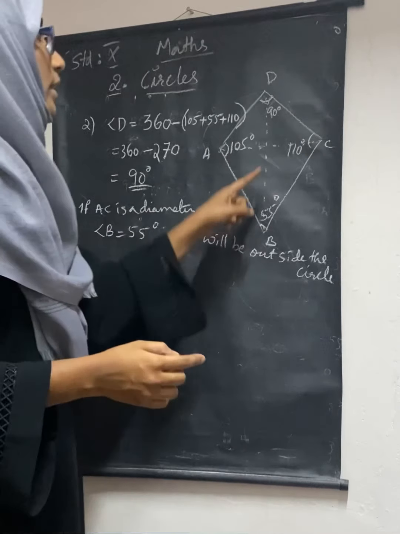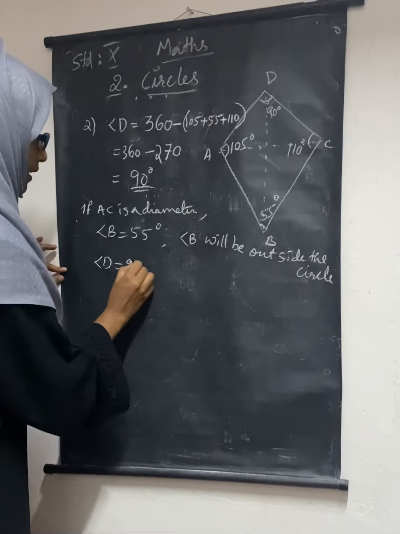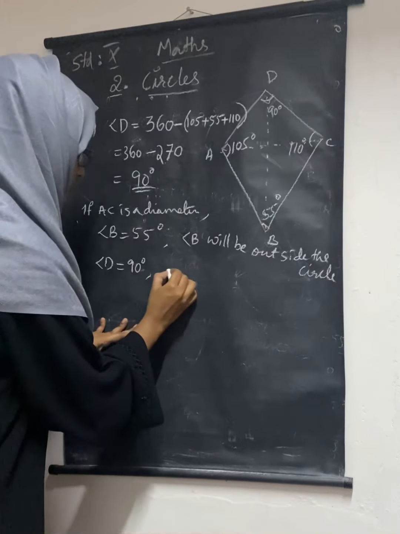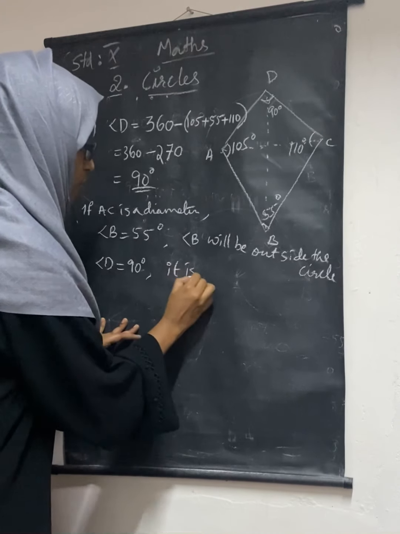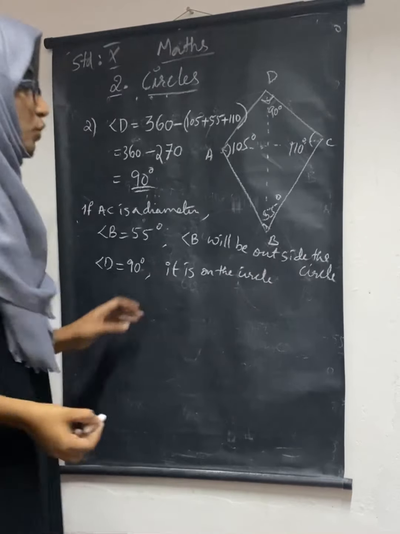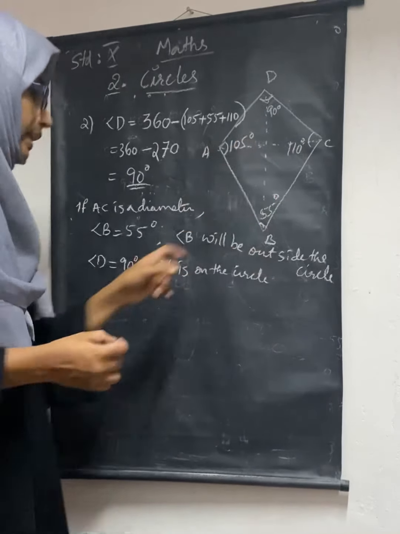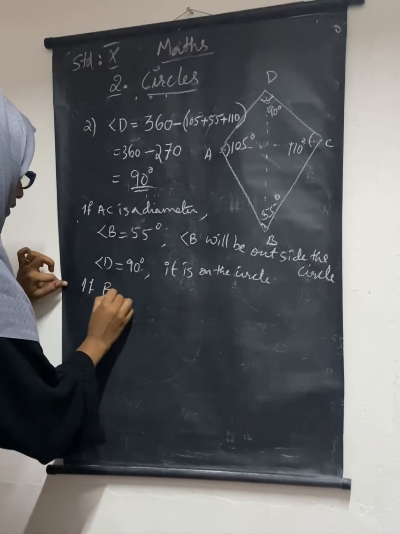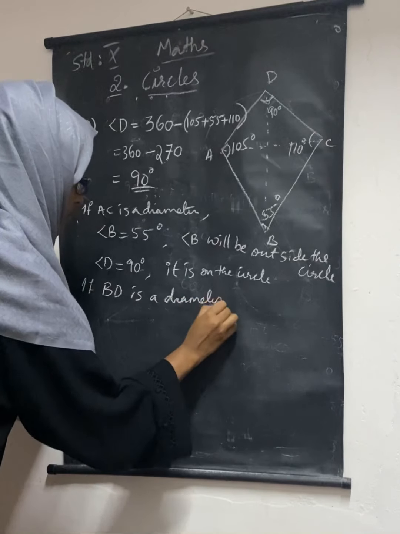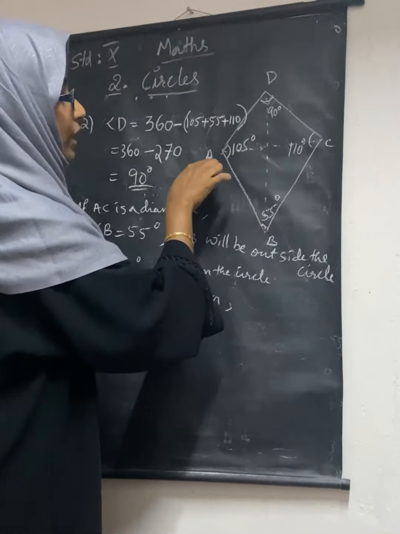Now B is over, next is D, angle D. Angle D is how much? 90 degrees. So it is clear. 90 degrees means it is always on the circle. So it is on the circle. So that is over. Now we have to take another diameter, next one, BD. If BD is a diameter, then you have to focus on A and C.